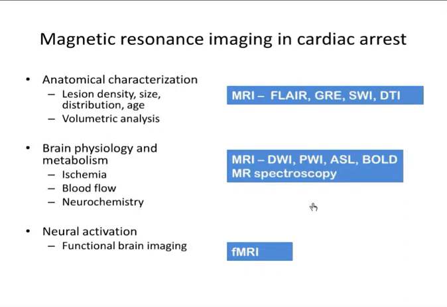So when we talk about MRI in cardiac arrest, we can think about it in terms of three broad domains. There is the anatomical characterization that we can obtain, looking at lesion size, density, distribution. There is the metabolic assessment that we can do, looking at blood flow, looking for ischemia, looking at neurochemistry. And then there is the analysis of neural activation, which is accomplished principally using functional MRI.